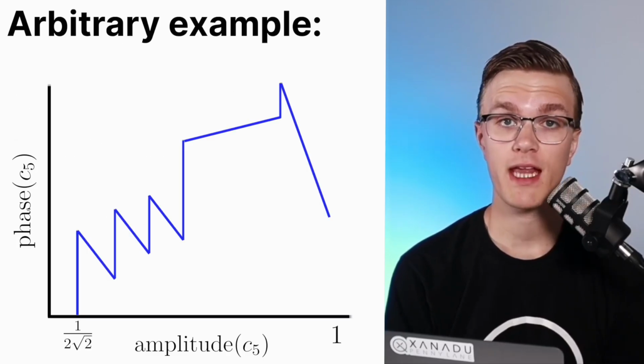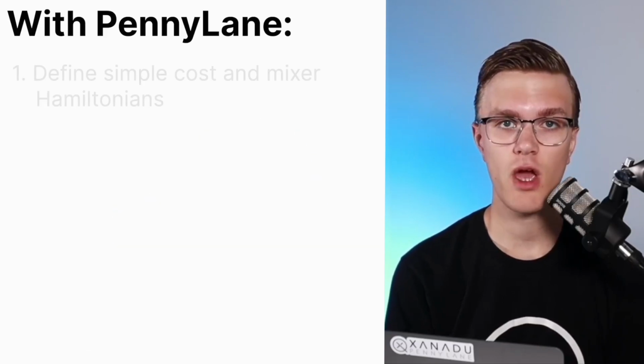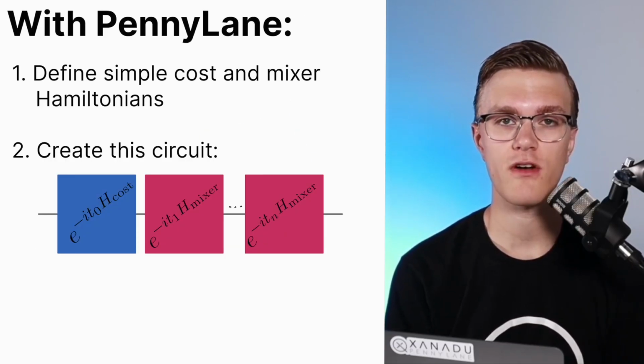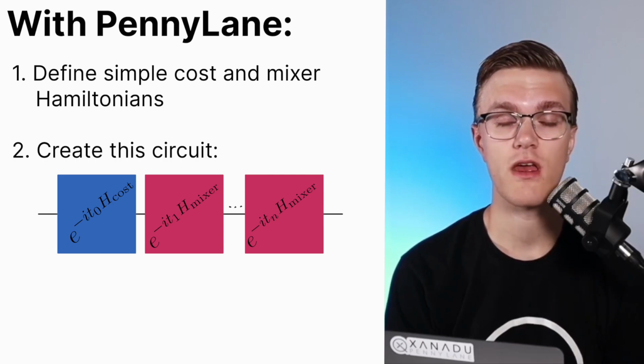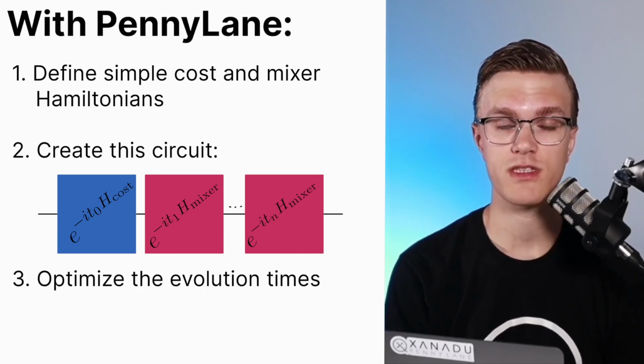Let's look at replicating the diagram that we just showed using PennyLane. So we'll implement a QAOA algorithm for a very simple Hamiltonian, define a circuit that involves iterating between time evolving under the cost and mixer Hamiltonians a few times, and then we'll optimize what those times are that we time evolve under. With those optimal times figured out, we'll look at how the phase and amplitude of the solution change after every QAOA step.